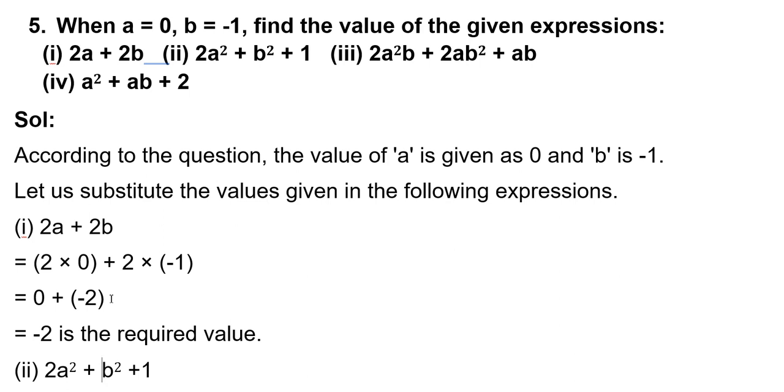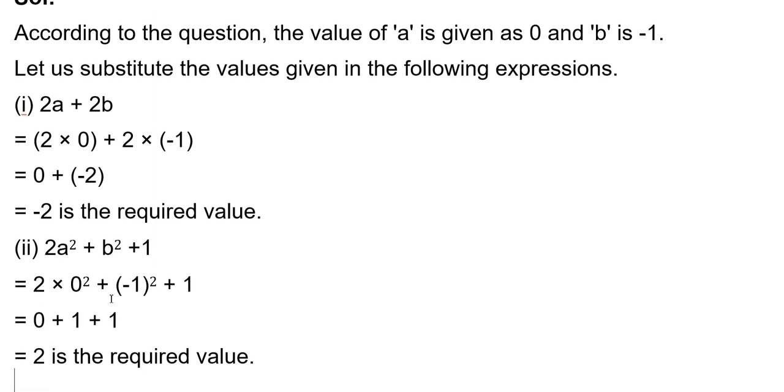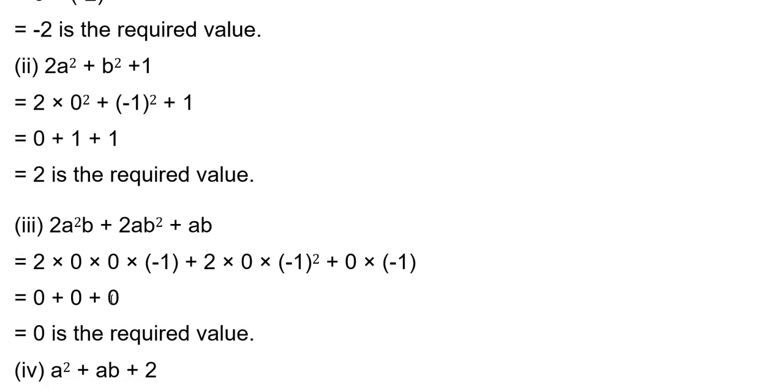Second problem, 2a square plus b square plus 1, that is equal to 2 into 0 square plus (minus 1) whole square plus 1. That is equal to 2 into 0, which is 0, plus 1, since (minus 1) whole square is 1, plus 1. That is equal to 2, the required value.